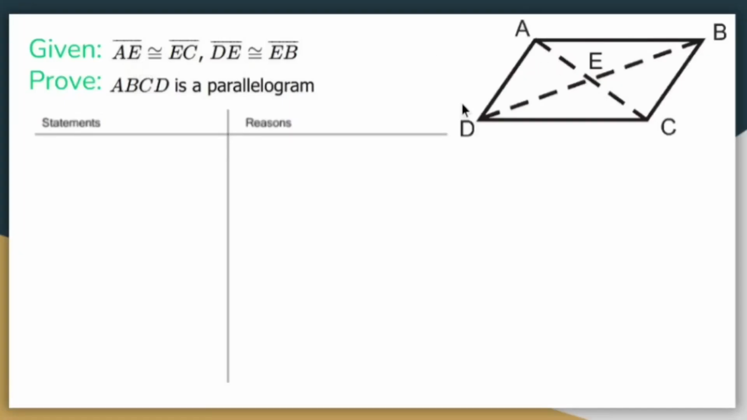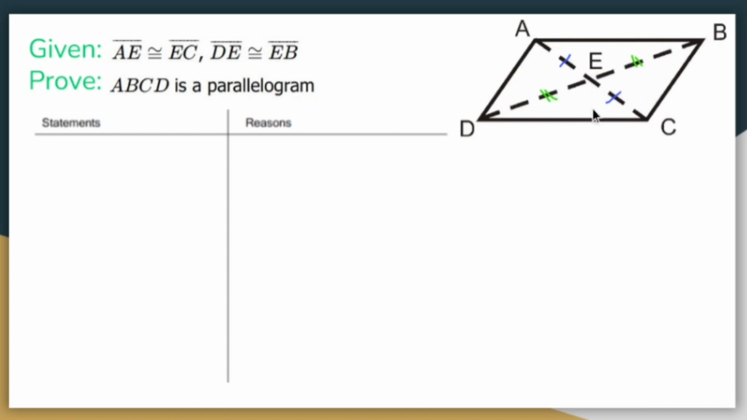Given AE is congruent to EC, and DE is congruent to EB, I need to prove that ABCD is a parallelogram. So what do I know? I know that you guys are congruent. I know that you guys are congruent. That's it. I need to explain that these are a parallelogram.